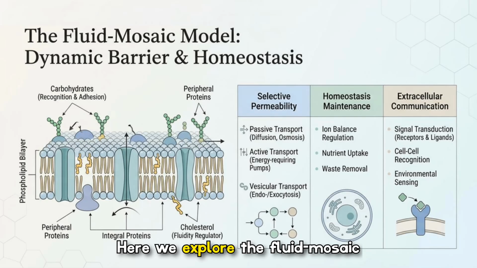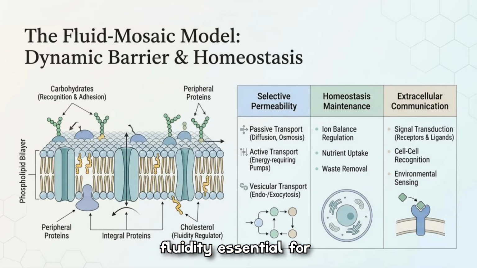Here, we explore the fluid mosaic model, showing the phospholipid bilayer studded with integral proteins, peripheral proteins, carbohydrates, and cholesterol. The picture illustrates how this dynamic structure allows selective permeability, supports signaling and cell recognition, and maintains membrane fluidity, essential for homeostasis and communication with the environment.